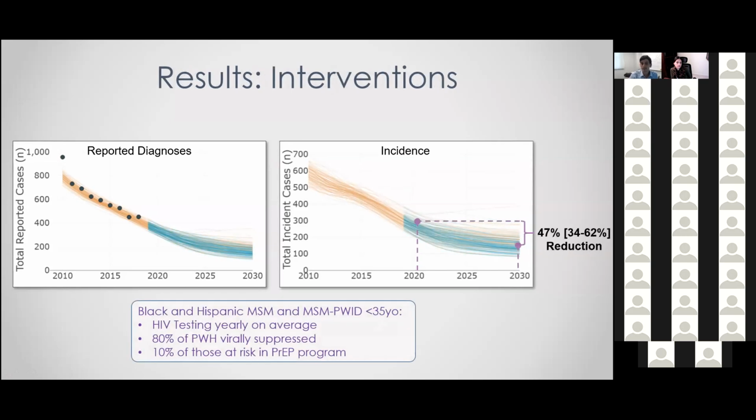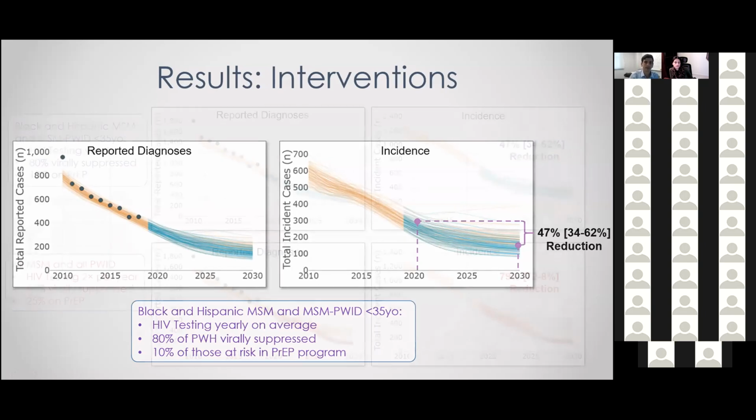But I could then simulate for you an intervention, right? So here's an intervention where we take young Black and Hispanic MSM and people who inject drugs, which are sort of the highest risk demographic subgroups. And we say, well, let's test them on average once a year, get 80% virally suppressed, and 10% of people from those demographic groups who are at risk for HIV, get them on PrEP, right? And you see the blue simulations start to drop a little bit, and that gives you a 47% reduction, right? So it's better than 37%, but it's not 90%, right?